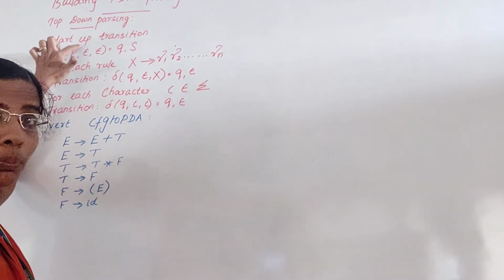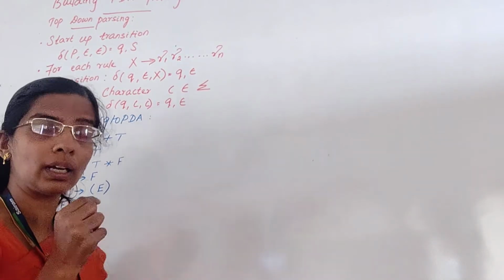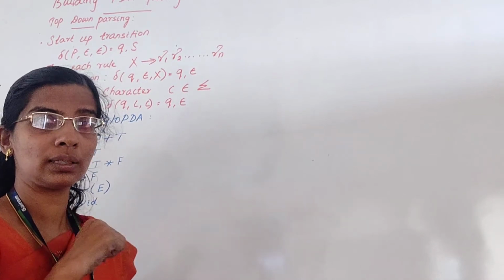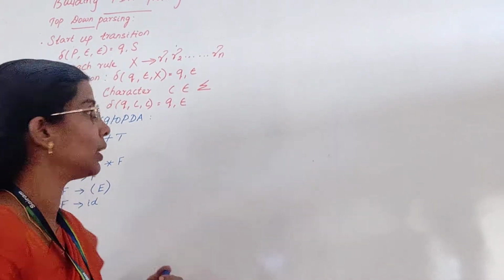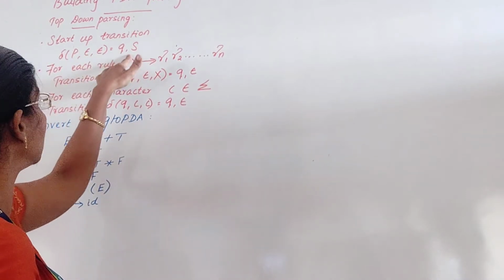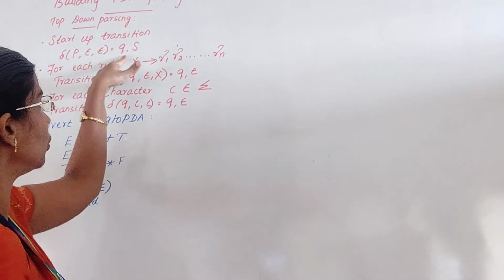First I have to push my start symbol into my stack. From the grammar, identify the start symbol and push it into the stack. For that I will write my transition. This is how I am supposed to write the startup transition. You can note down there is a state change, P to Q.